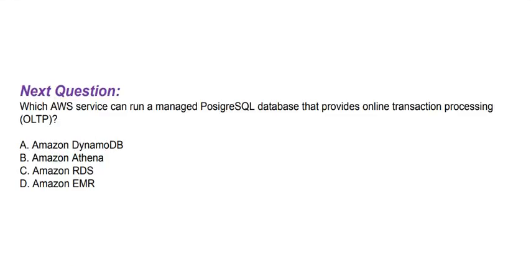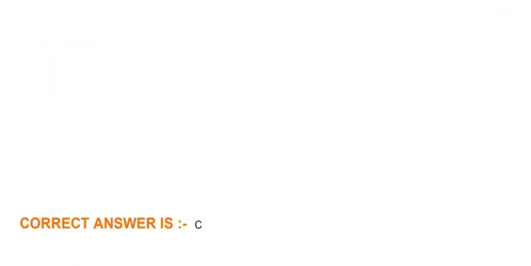Moving to next question. Which AWS service can run a managed PostgreSQL database that provides online transaction processing? Option A, Amazon DynamoDB. Option B, Amazon Athena. Option C, Amazon RDS. And option D, Amazon EMR. The correct answer is option C.